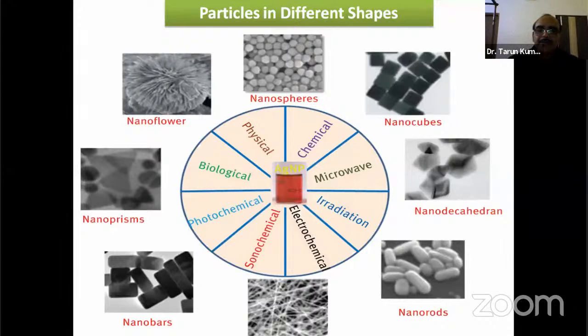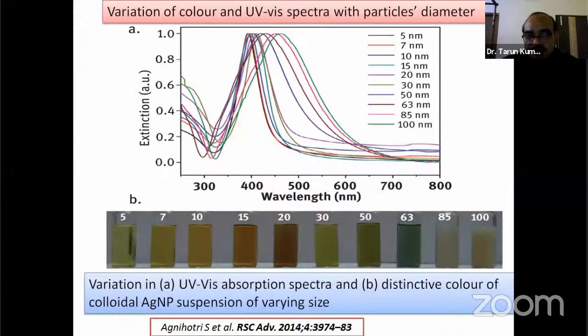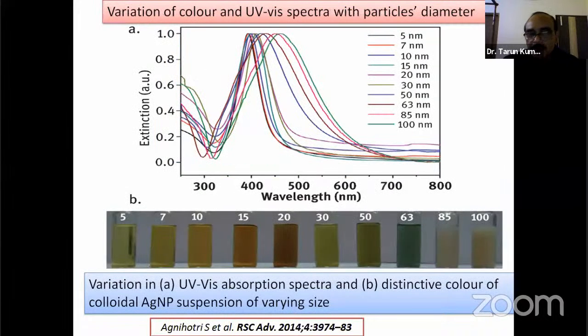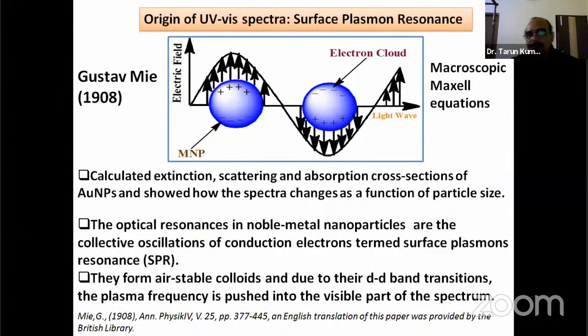Okay, so that can be prepared in different ways. Irradiation method, this is also another method. Just UV light, you place the UV light and you can reduce and get the materials. Physical, chemical, and biological, there are different methods to get the different particles. Here, okay, before describing this one, I come to this slide.